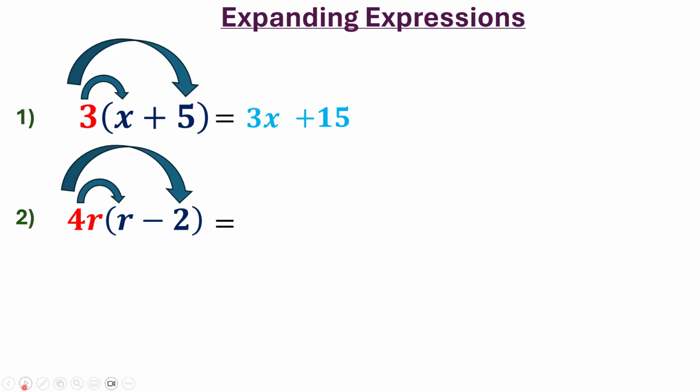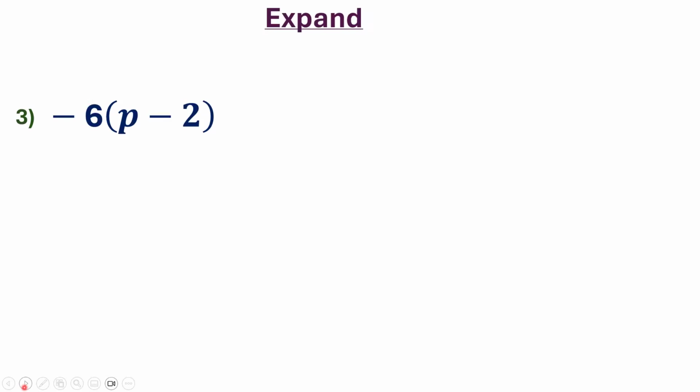The first term, if you multiply 4r by r, you will have 4r to the power of 2. 4, and then r times r equals r squared. And then when you multiply 4r by negative 2, it will be negative 8r. Okay, you multiply the numbers together and then the variable. That's for this example.